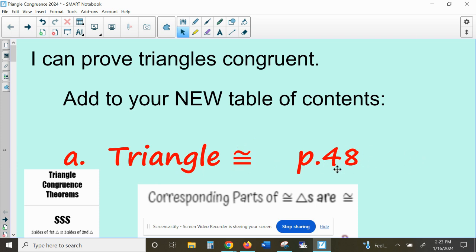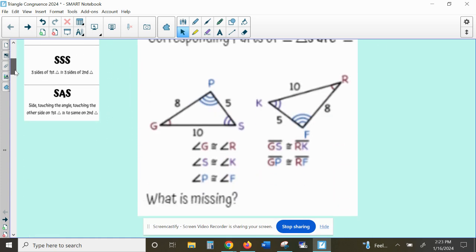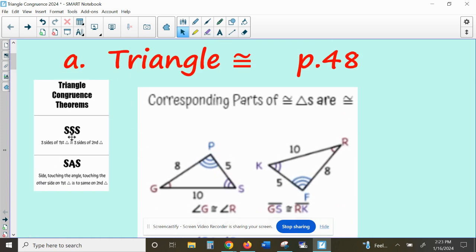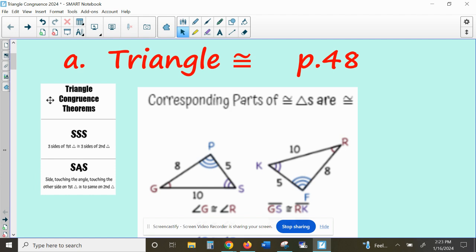And if you were in Castor's class, you're putting that on page 48. I'm not sure what page you're on in your other classes. Okay, so the foldable looks like this right here. This is the outside of the foldable. It's called triangle congruence theorems, and there are 2 of them listed here. Now there's going to be more of them on the next page. There's going to be 3 more, but you're starting this video with just 2 of them.